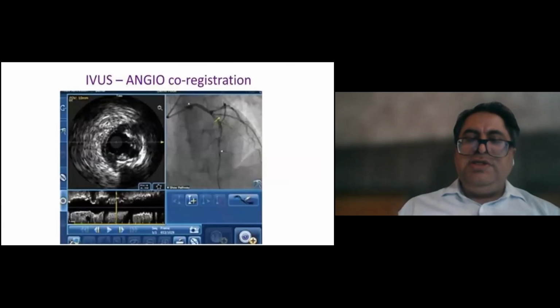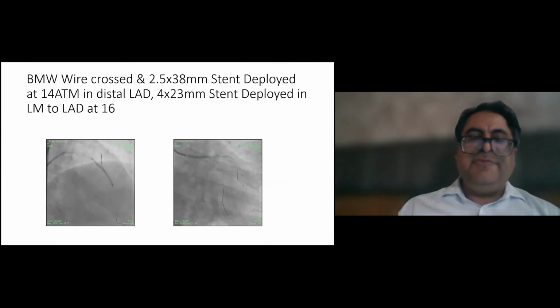So we use a co-registration system in our lab where we can move the cursor, and at a point we can see the picture of the IVUS. That is a very beautiful method where we can co-register the angiographic result with the IVUS result.